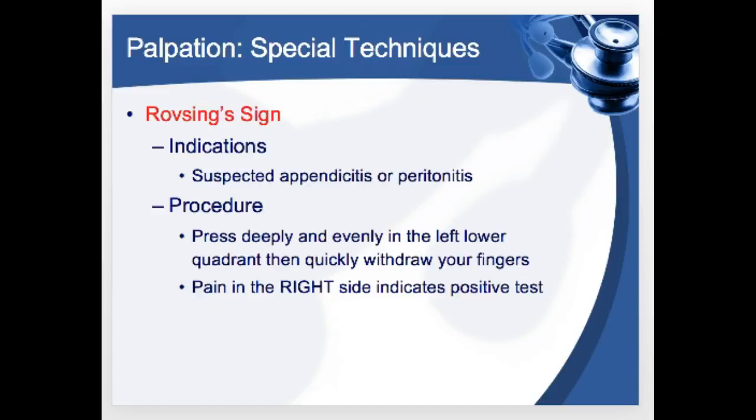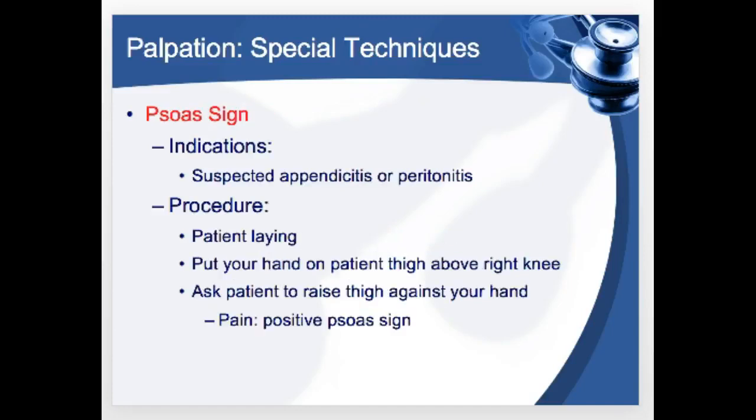When you press in on the left side and there's no pain, and then all of a sudden you let go and they say, oh yeah, it hurts, but it hurts over in their right side, then that's a positive Rovsing and could indicate appendicitis or peritonitis.